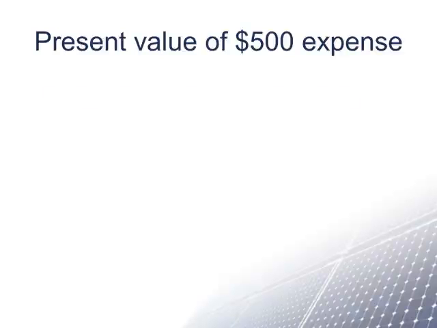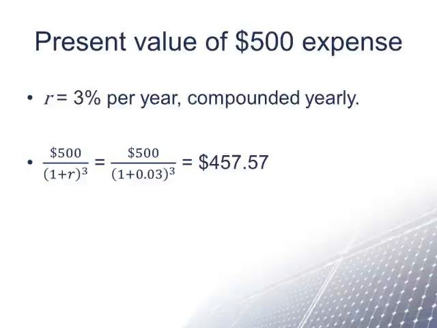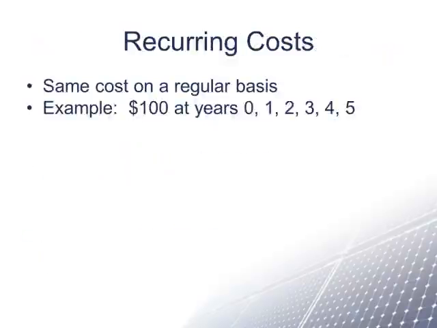We assumed R equal to 3% per year, compounded yearly. We can calculate $500 divided by 1 plus the discount rate for each of the 3 years until the expense. We could also use monthly compounding, which may be closer to how interest would actually be calculated for a deposit or loan. In this case, we calculate a present value of $457.02, which is not very different from the value calculated with yearly compounding.